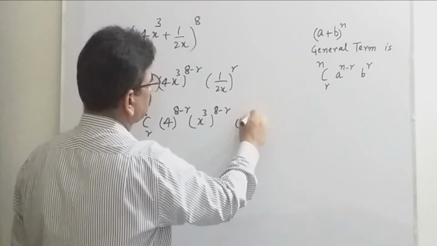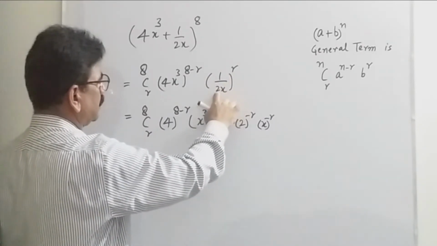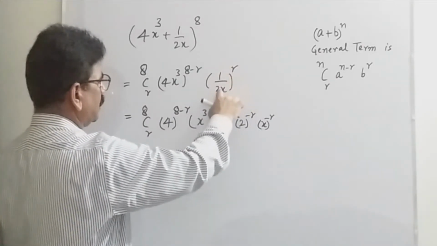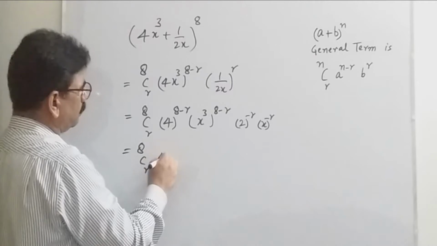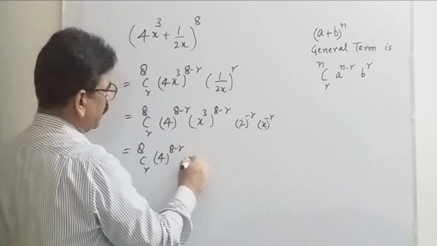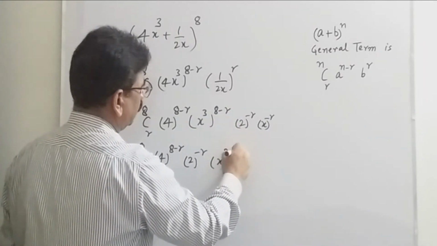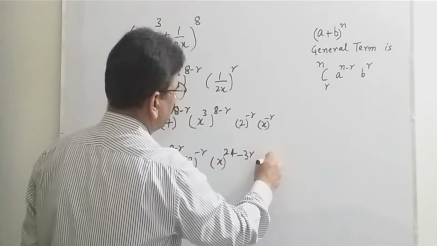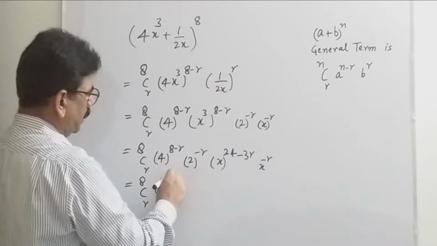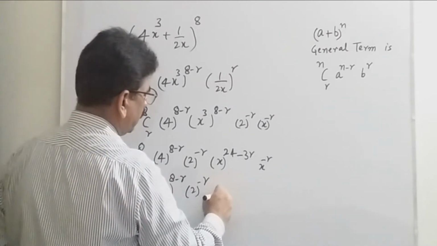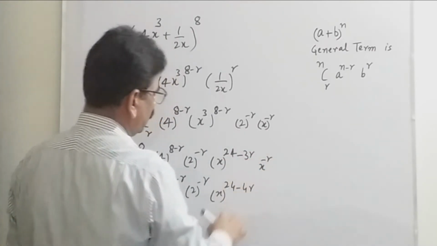And this will become 2^(−r) and x^(−r), because when this r is distributed upon the number in the denominator and these numbers are shifted to the numerator, the sign of the power changes. Now it will be 8Cr 4^(8−r) 2^(−r), and this 3 will be multiplied with 8 − r, so we have x^(24−3r) and x^(−r). On further simplification, it becomes 8Cr 4^(8−r) 2^(−r) x^(24−4r), because the powers will be added and we get 24 − 4r.